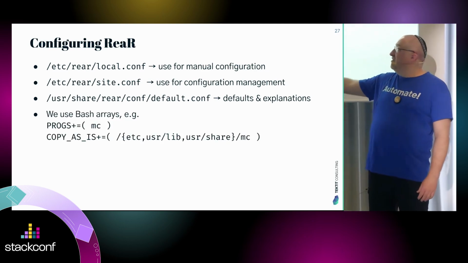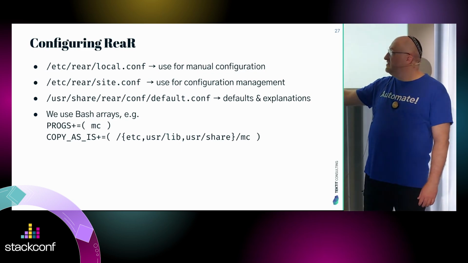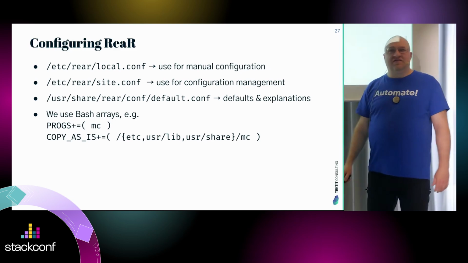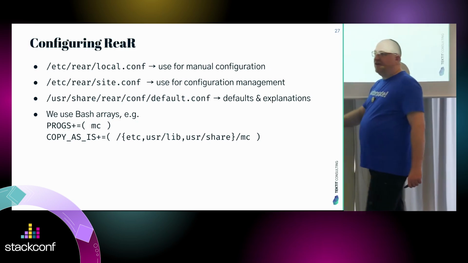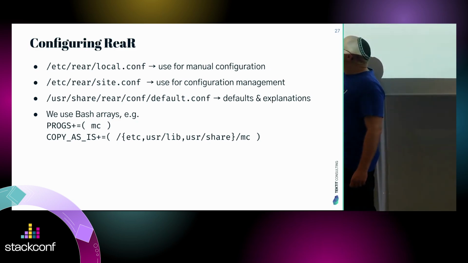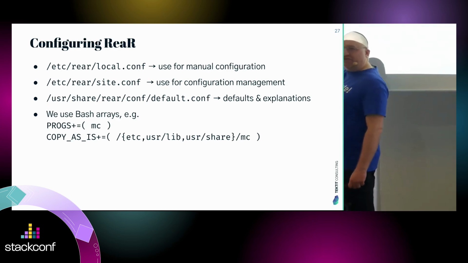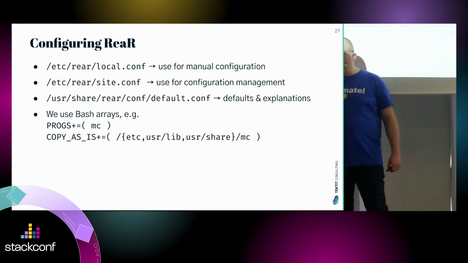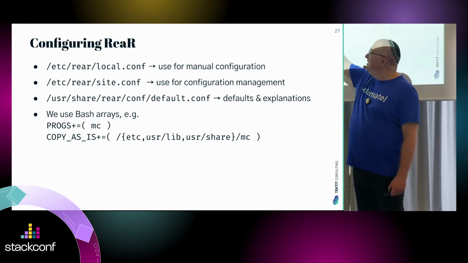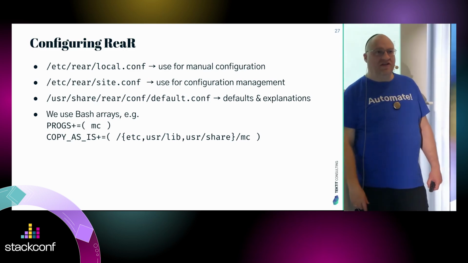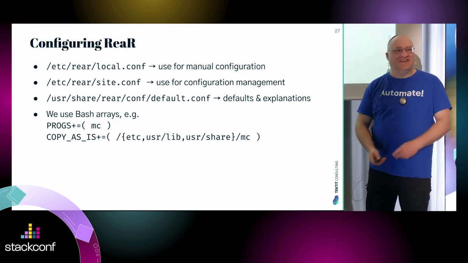Very important, configuration is a bash script because REAR is a bash program. And we make extensive use of bash arrays. This example you see here can be used to include the Midnight Commander into your rescue environment. And this shows a little bit how REAR works. So we have an array called PROGS to which we append mc, could be multiple words here, which are just programs found in the path. Plus equals is bash syntax for appending. And COPY_AS_IS just means take this stuff and put it in the rescue system. And for convenience's sake, you can, of course, use bash pattern matching and expansion. And that gives you very nice, concise, readable for admins at least, configuration.